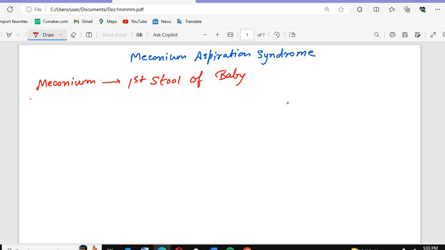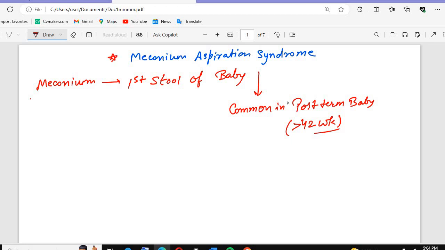And remember that meconium aspiration syndrome is common in the post-term baby. When do we call it post-term baby? When the baby is more than 42 weeks. More than 42 weeks, we call this a post-term baby. So this meconium aspiration syndrome we see in patients having a post-term baby.